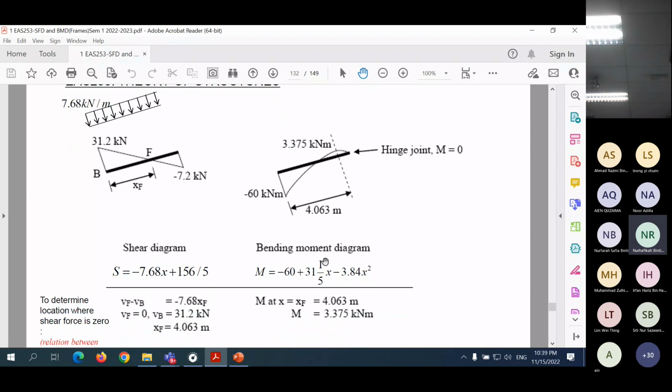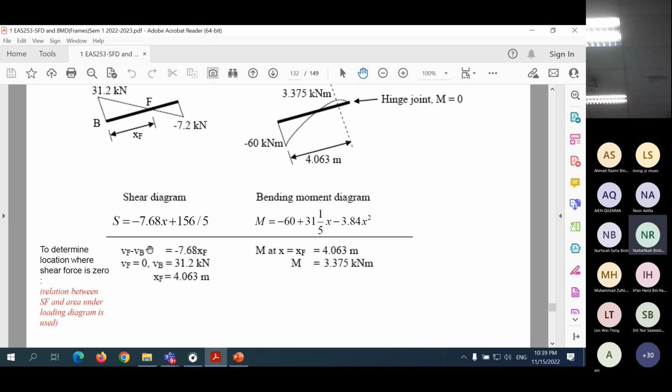So to find the xF distance, you go back to the relation that the difference in shear at 2 points is equal to the area under the loading diagram, which is this one here. Then we can find xF. Okay? You need to find the location of zero shear. Then you substitute into these equations, then you get what is at the point of F there, what is the maximum value of the bending moment. Okay?